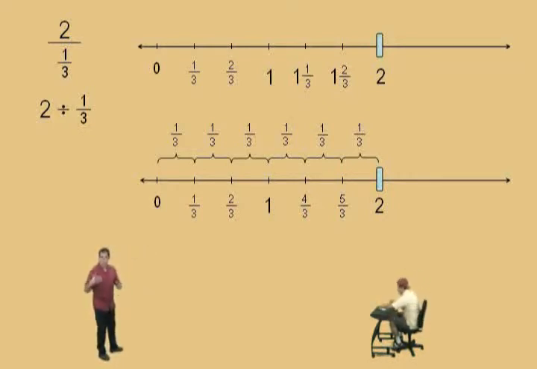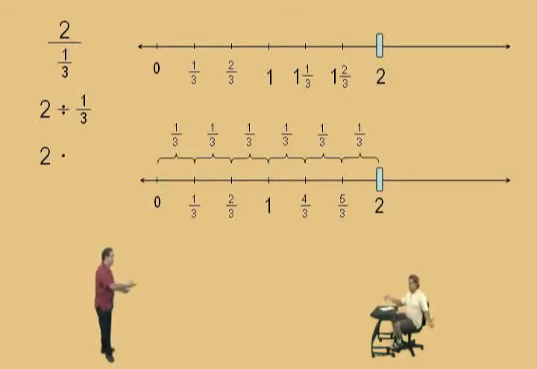Okay, so let's look at the arithmetic procedure. What we do is we bring our 2 down and we're going to change division to multiplication. Well, why do we change division to multiplication? And then what do we do next, Charlie? Take the reciprocal. Well, why do we do that? Well, that's what we're going to try and explain here.